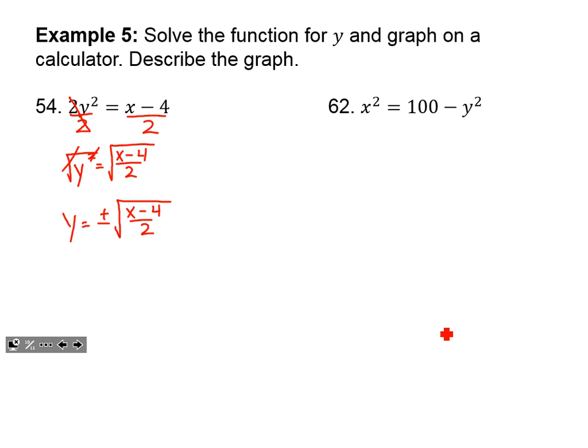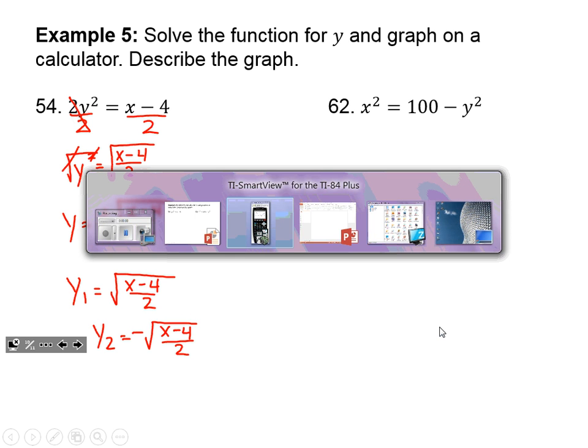And how we type that into a calculator, we can't do a plus or minus key, that doesn't exist, so we're going to type y1 as the positive square root, and y2 is going to be the negative square root. And when we see both of those graphs together, that will be the total function that we're trying to graph. And really, it shouldn't say solve the function. This is definitely going to fail the vertical line test, so technically it shouldn't be a function.